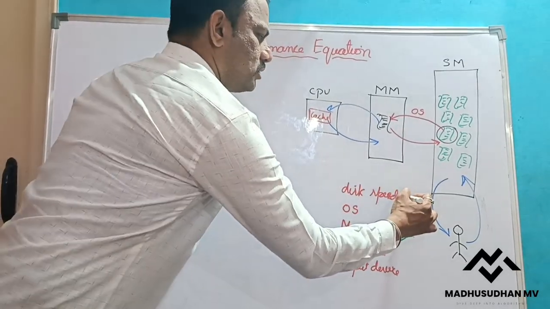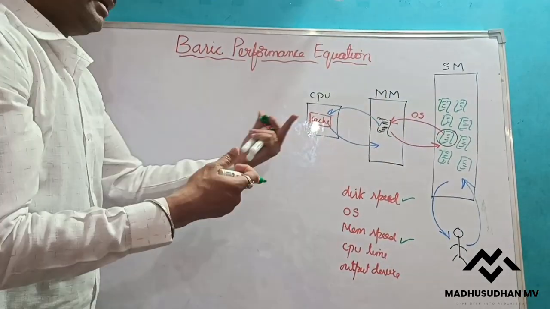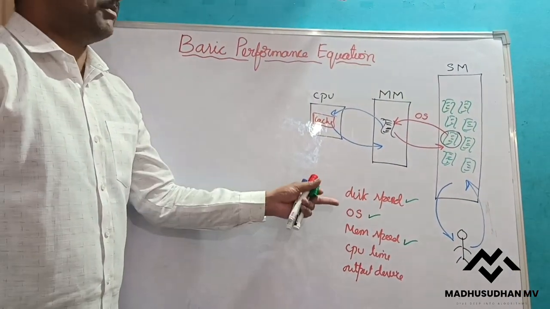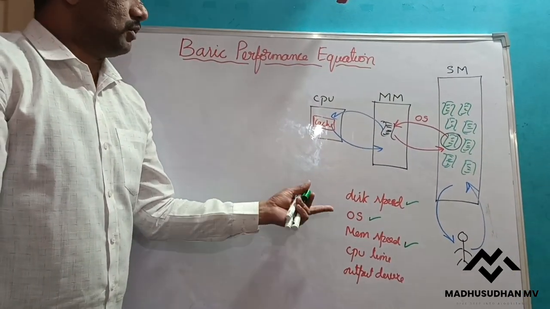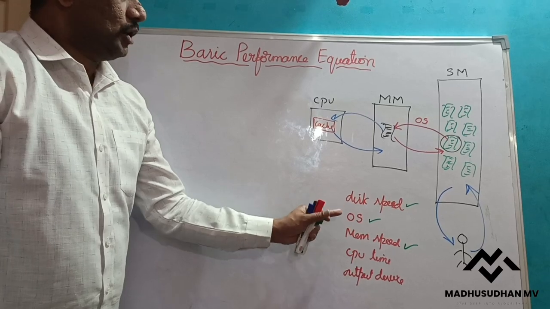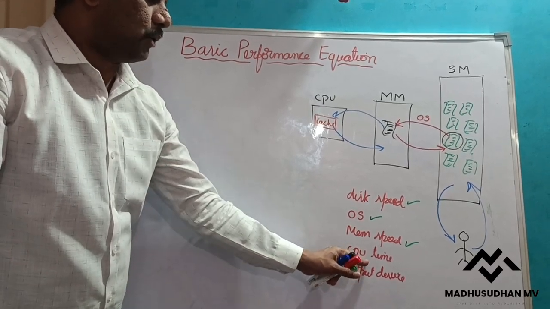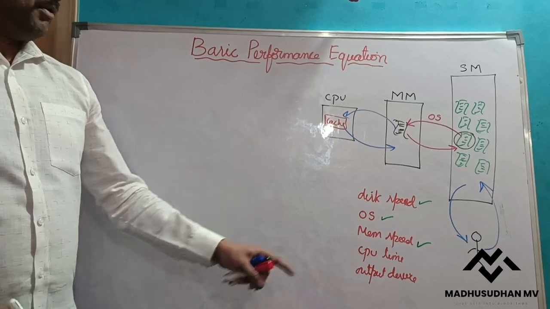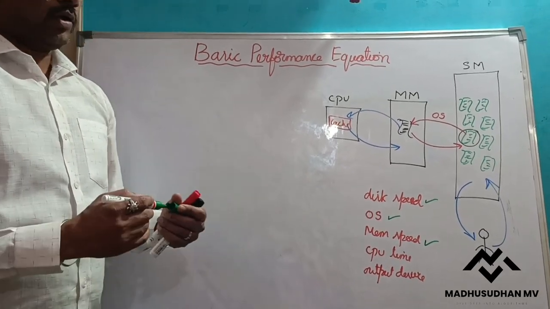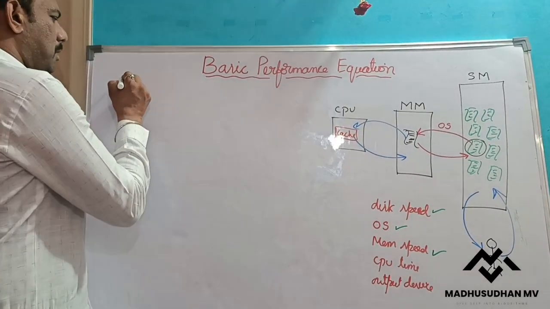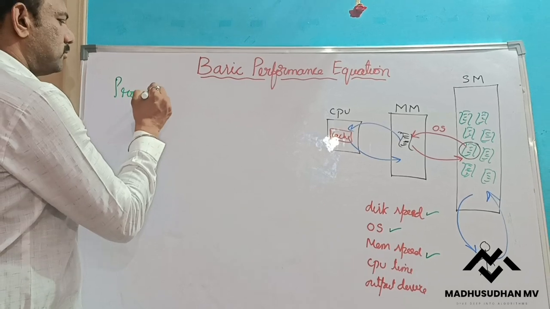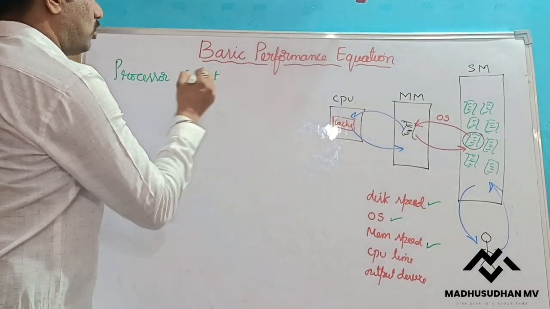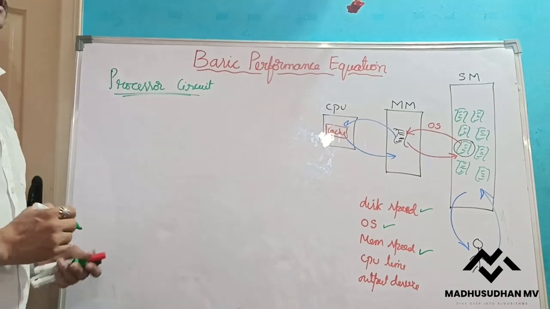Now the disk speed is not in our control, whatever disk we are using, that only. Then the operating system, we cannot keep changing the operating system for one program. Whatever operating system we use, that only we are using. So now we can check what the CPU time is. Now we'll concentrate on the CPU time. Before that, I'm going to explain one more circuit called the processor circuit. What does this processor circuit mean?